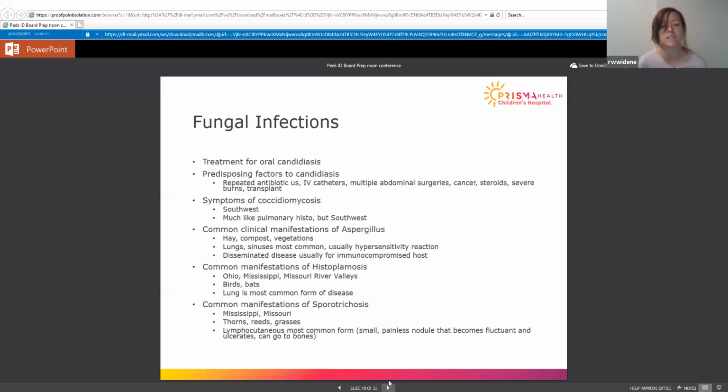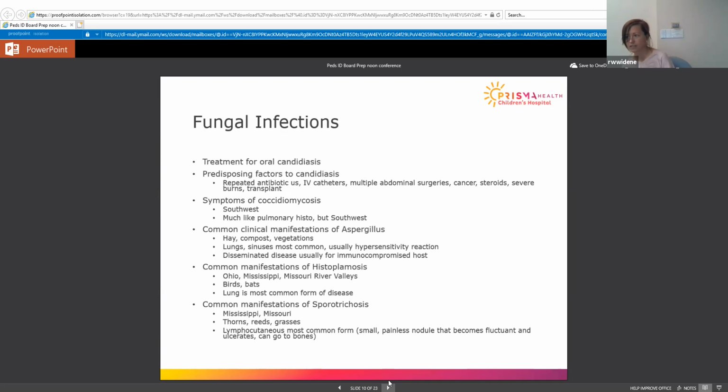Okay, so fungal infections. Here are some topic hits that came up for me. Treatment of oral candidiasis. I don't want to go into that. Nystatin, fluconazole, gentian violet, whatever. Predisposing factors to candidiasis. On the prep, it said repeated antibiotic use. I did not look over any of my spellings. I'm so OCD about that. Repeated antibiotic use, catheters, multiple surgeries in your butt and your belly, cancer, steroids, severe burns. Remember that? Transplant. Yes, your immunocompromised states with your T cell stuff like HIV, and then your neonates.